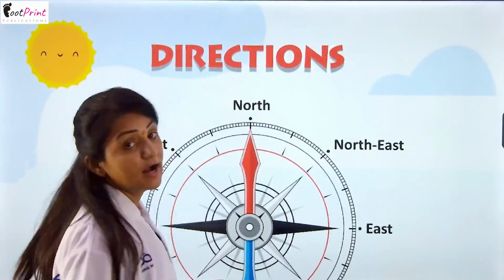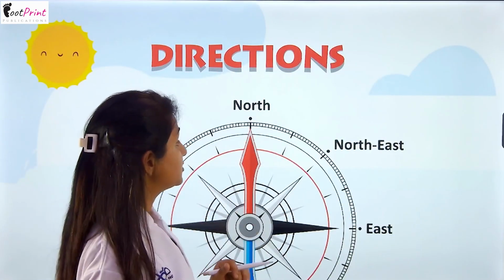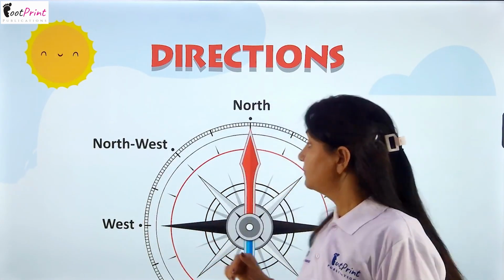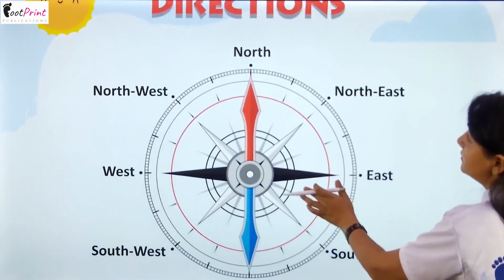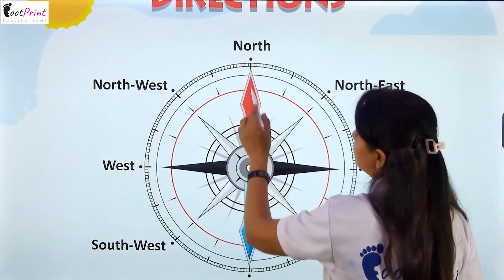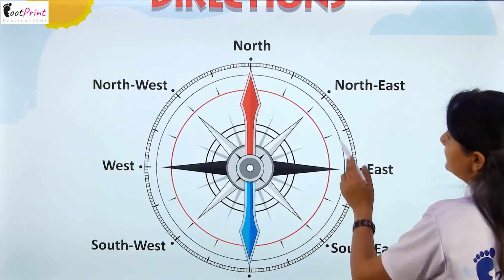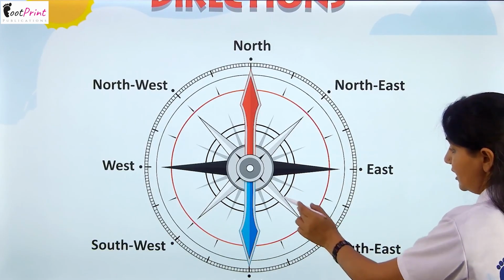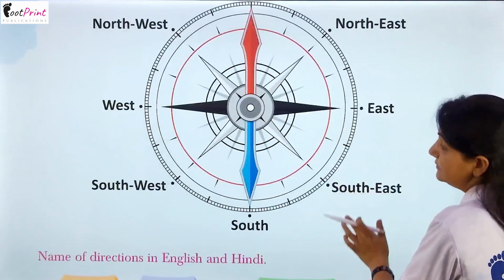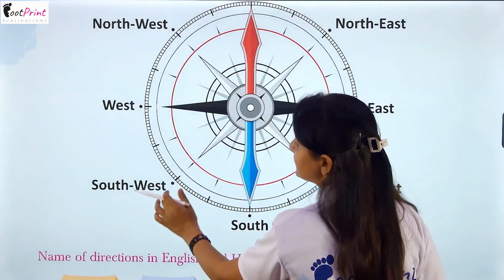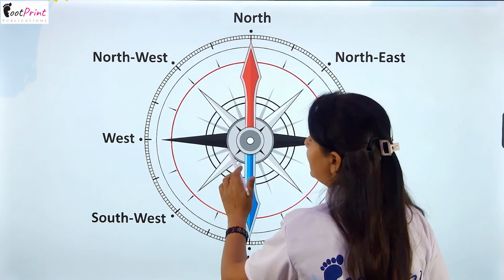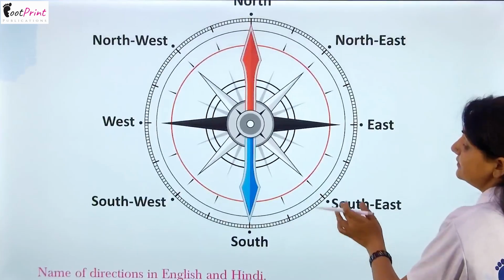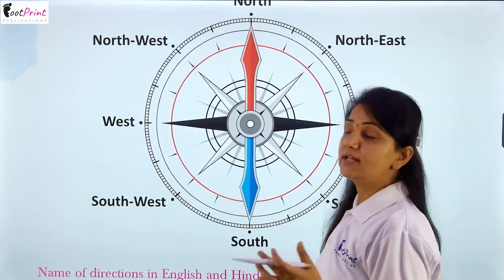Okay, now we are moving towards the directions. Students, basically we have 4 directions: east, west, north and south. But now we will learn some more directions. This is the north, this is our northeast side, this is our east side, this is our southeast side, and this is our south side, this is our southwest side, and this one is our west side. And this is our device that shows the directions.